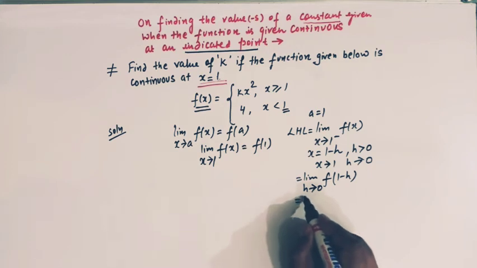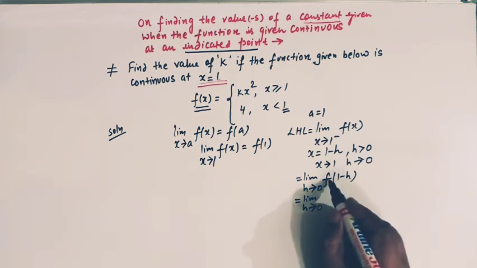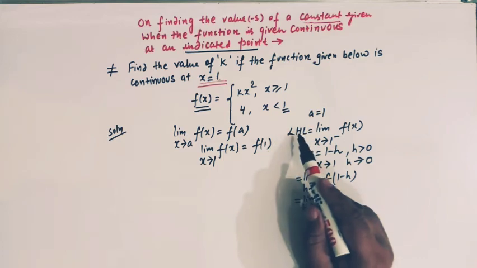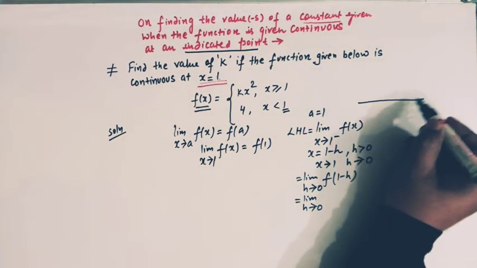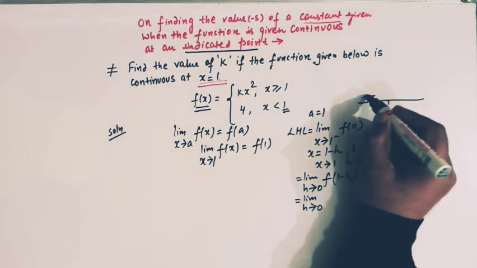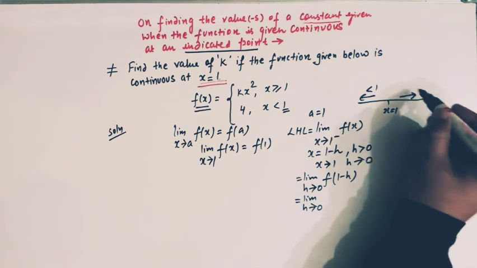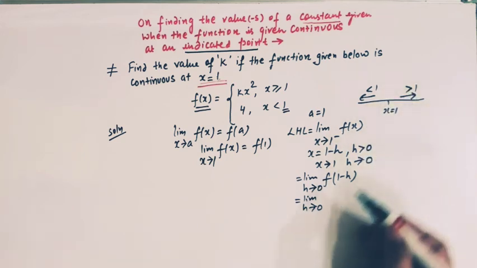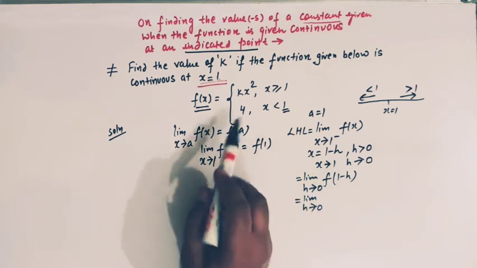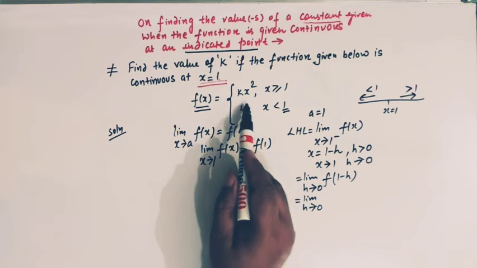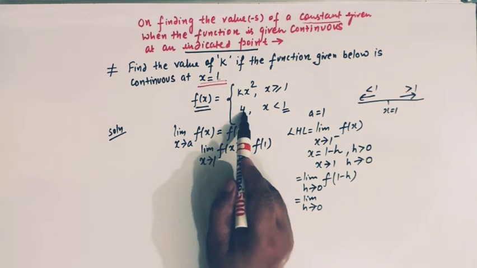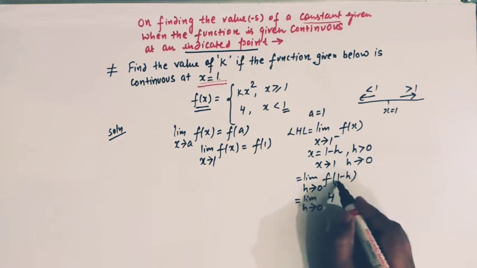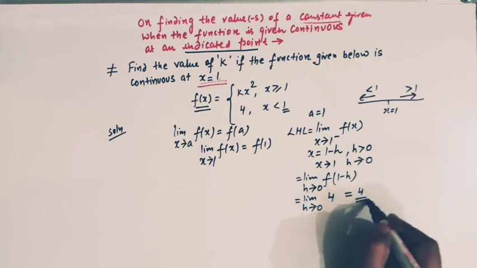So now we have limit h tends to 0 and f of 1 minus h, because here we are finding out the left hand limit when x is actually less than 1. Here we have x is 1, and here we have all values less than 1. Here we have all values greater than 1, right? So now f of 1 minus h will be determined from this function when f of x is equal to 4. So we have here f of 1 minus h is equal to 4. So the limit is equal to 4.